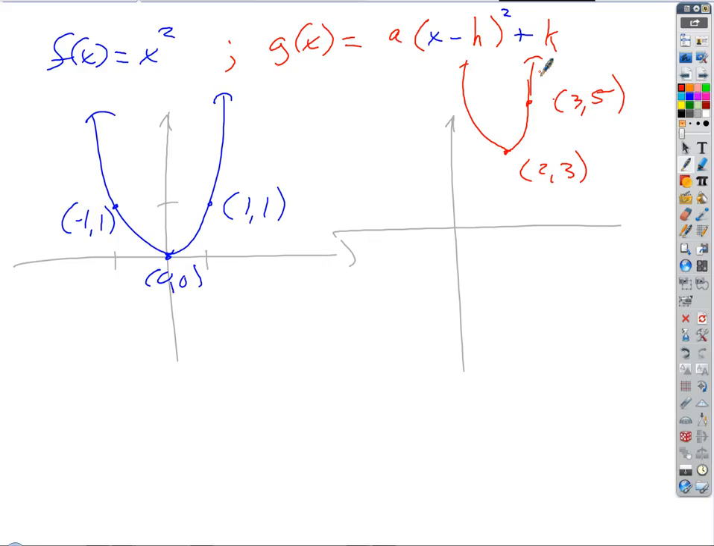Bailey, what's H? How far do we slide this thing horizontally to get it up there? Well, H is just how far we slide it horizontally. It starts at 0, 0. Where did it end up? The vertex is instead at 2, 3, right? So how far do we slide it horizontally to get it there? 2. Yeah, 2. And so you see right away that H is just the x coordinate of the vertex, right? Okay, what's K?